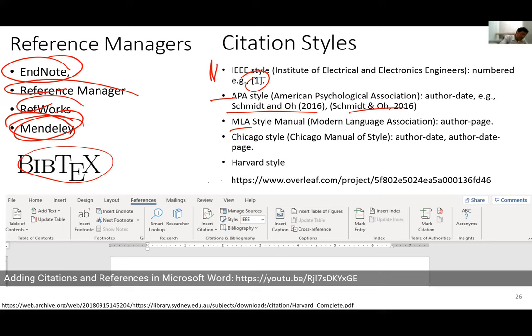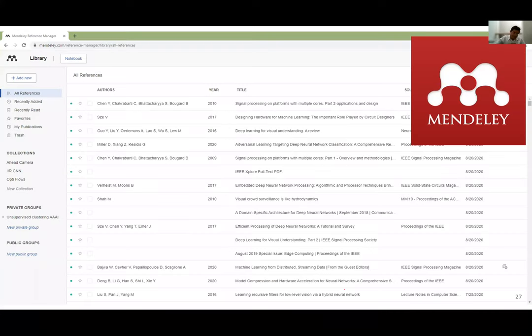I think I have shown in this Overleaf project at least three of those. In Microsoft Word also, in the references tab, you can do this. Here is a video I did for people, because I don't want to spend time here on doing these citations using Microsoft Word. Maybe this is Mendeley, where people keep their references, and you can have different kinds of themes like that.